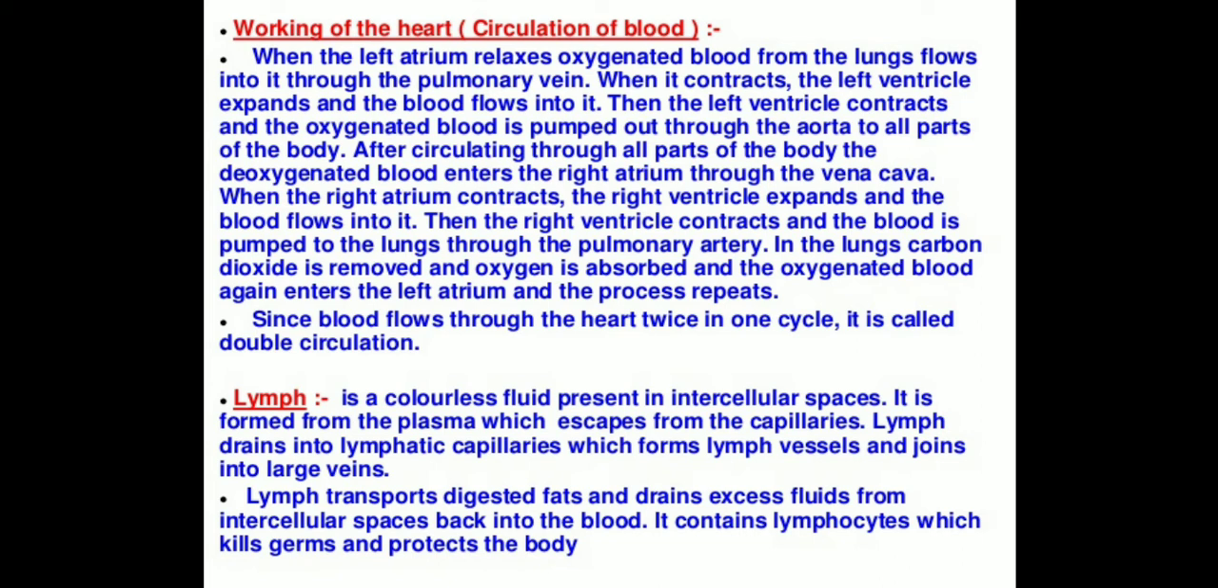and the process repeats. Since blood flows through the heart twice in one cycle, it is called a double circulation. Next is lymph. Lymph is a colorless fluid which is present in intercellular spaces.